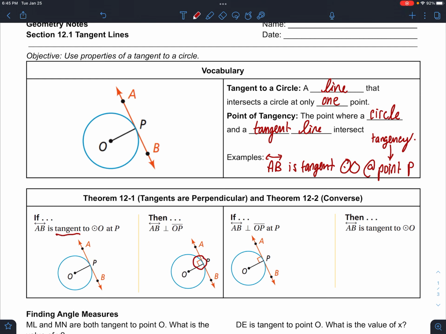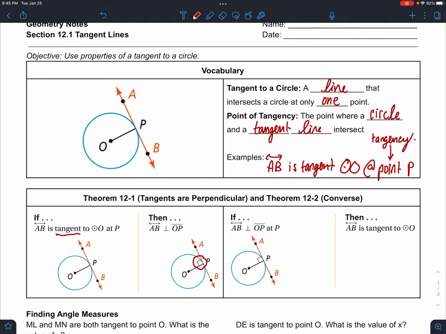Okay? And the next theorem is pretty simple. It's just the other way around. If you do have a right angle forming with a radius and a tangent, if the right angle is there, then we can call it a tangent, right? So if a line meets a circle at one point at a right angle, it's tangent.